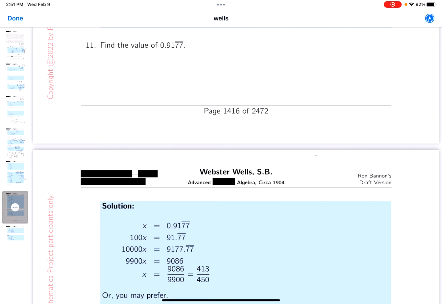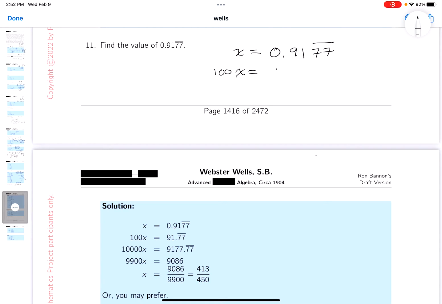Okay, number 11, a little bit different because there's two numbers there that don't form a pattern. So the first thing I would do, using the method that I prefer, is to write down x equals 0.9177 repeating.